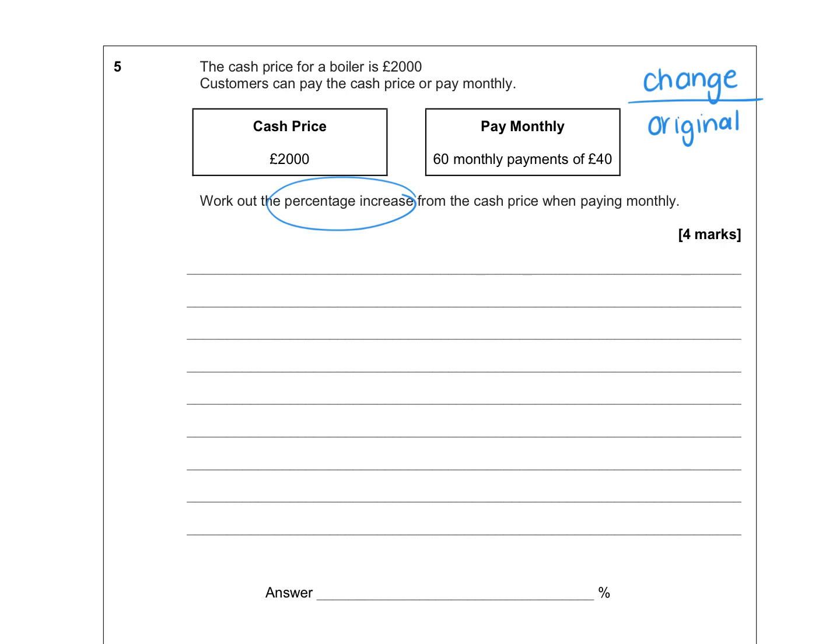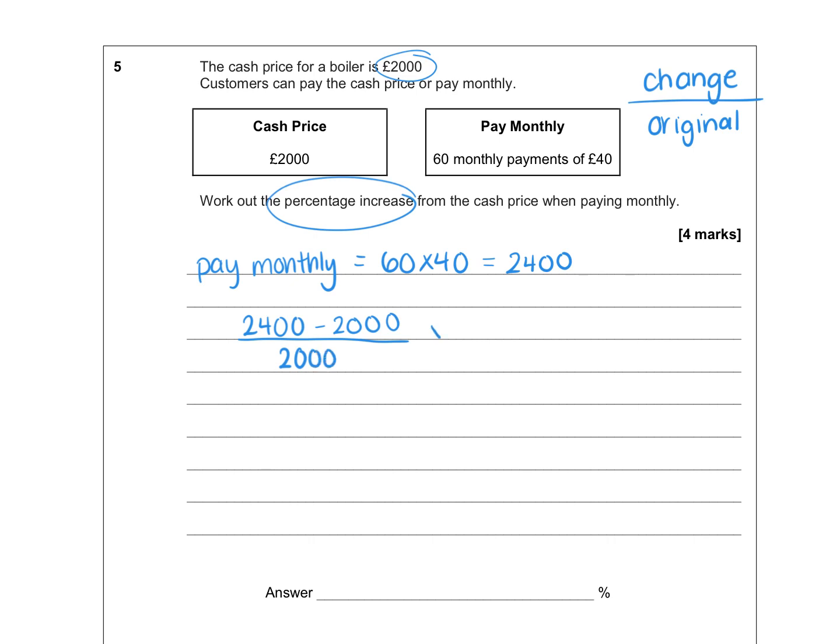All right, so first of all, we've got our cash price is £2,000, and then if we pay monthly, that is going to be 60 payments of £40, which is going to be £2,400. So let's go ahead and find the change, 2,400 take away 2,000. So that is going to give us the change. You obviously don't have to do that, you could have just written down 400 and it would be all right. Divided by the original amount. So they said originally the price is £2,000. So divide that.